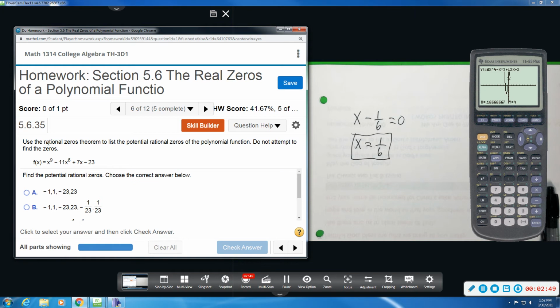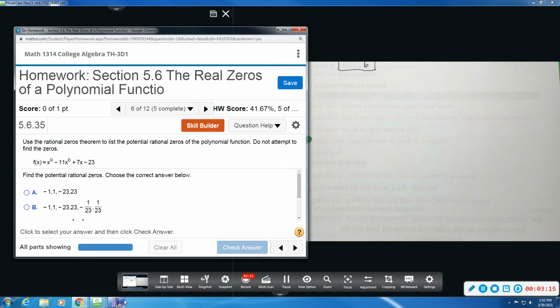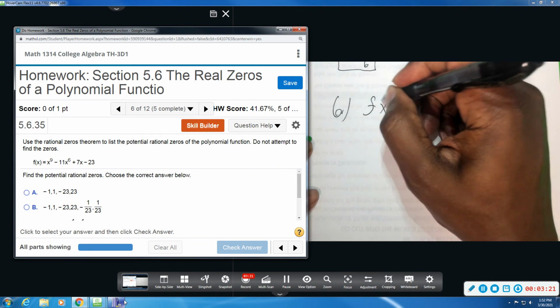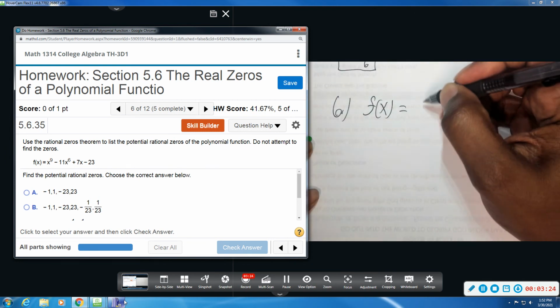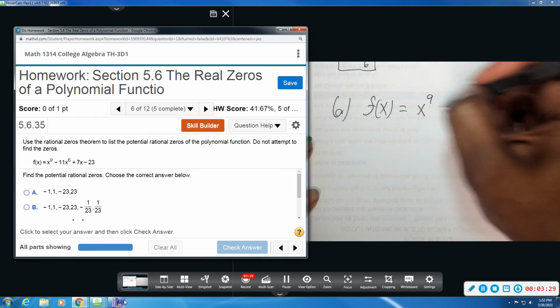Now, number 6, we want to use the rational zeros theorem to list potential rational zeros, and it says do not attempt to find them because it would be quite tedious. So the rational zeros theorem, and a lot of this you can find in the text. I'm just showing you how to use it. Let me move this out of the way. Okay, so number 6. F of x, you have to make sure it is in numerical order. That is, whatever your highest degree, everything needs to count in order.